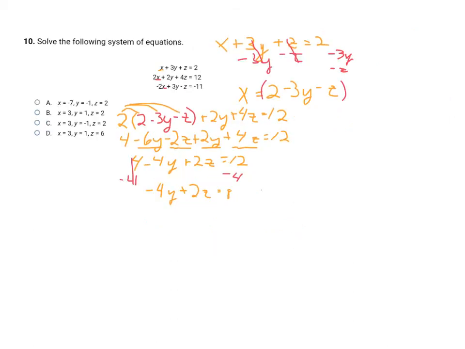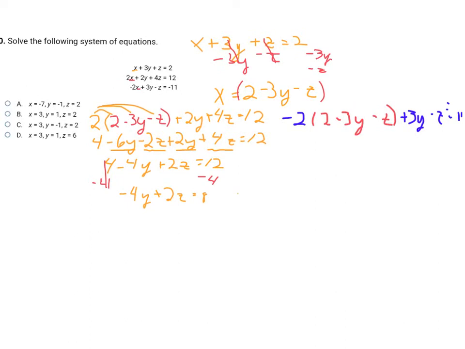Then I'm going to have to do the same thing with the last equation. So I'm going to have a negative 2, and then I'm going to substitute in what I found x to be, which is 2 minus that 3y minus z plus 3y minus z equals the negative 11. So the first thing I'm going to have to do is distribute this negative 2. So it's going to give me negative 4 plus 6y plus 2z. And then I still have my plus 3y minus z equals negative 11.